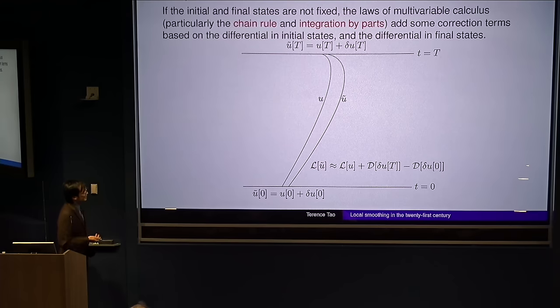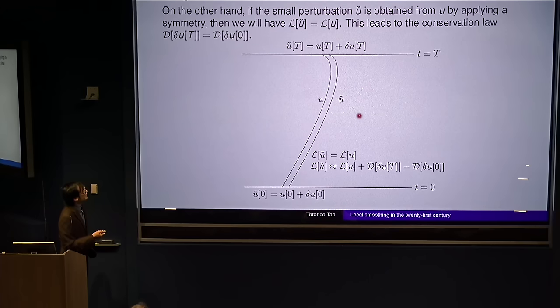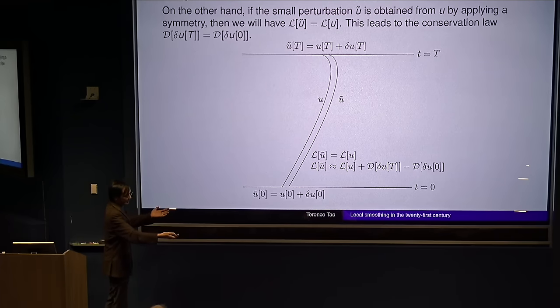So that's what calculus gives you. On the other hand, what symmetry gives you is that if your equation has a symmetry, as I said, like translation symmetry, that means you take your wave and you move it by some amount, it has the same dynamics, you have the same Lagrangian. So if you apply a continuous symmetry to your wave, you just perturb it a little bit, like translate it or rotate it a little bit, it will have the same Lagrangian as where you started.